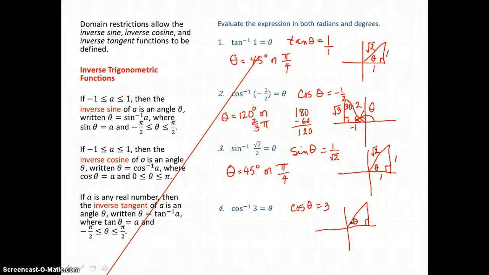So applying the definition of cosine, which is adjacent over hypotenuse, we've got 3 over 1. Well, as soon as I see this triangle, I know that the hypotenuse can't be shorter than a leg, so there's no solution to this problem. This inverse function is undefined. That ratio for both sine and cosine has to be between -1 and 1. And 3 is greater than 1. So this inverse function is undefined.